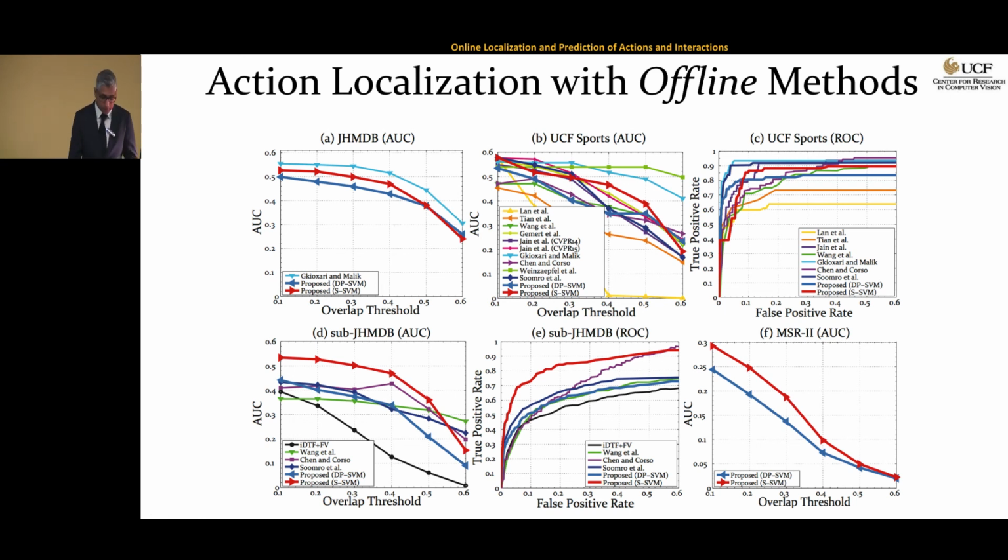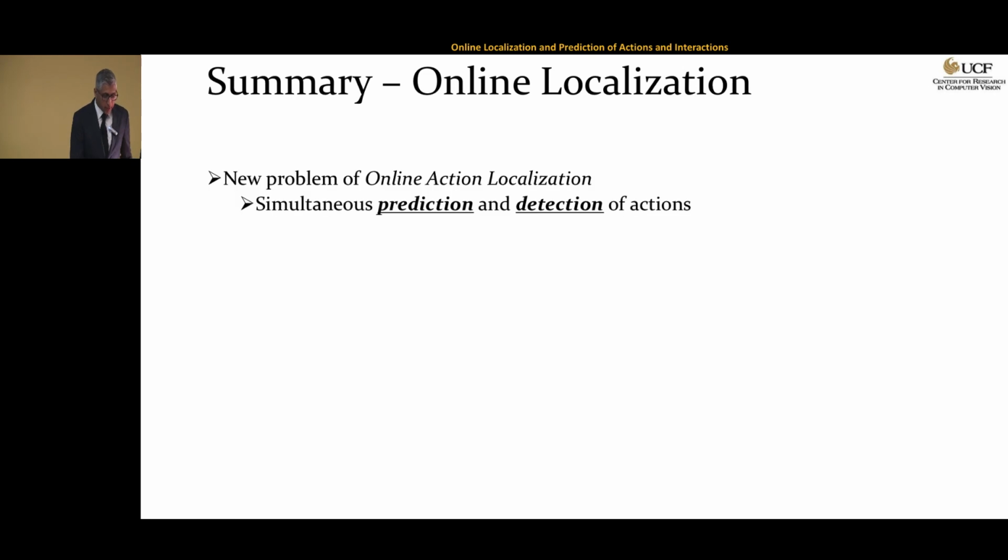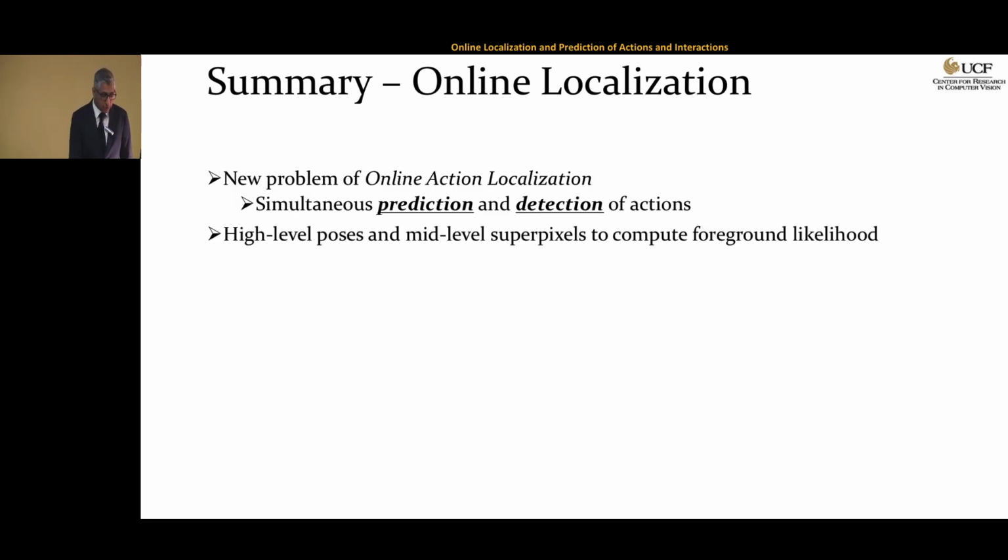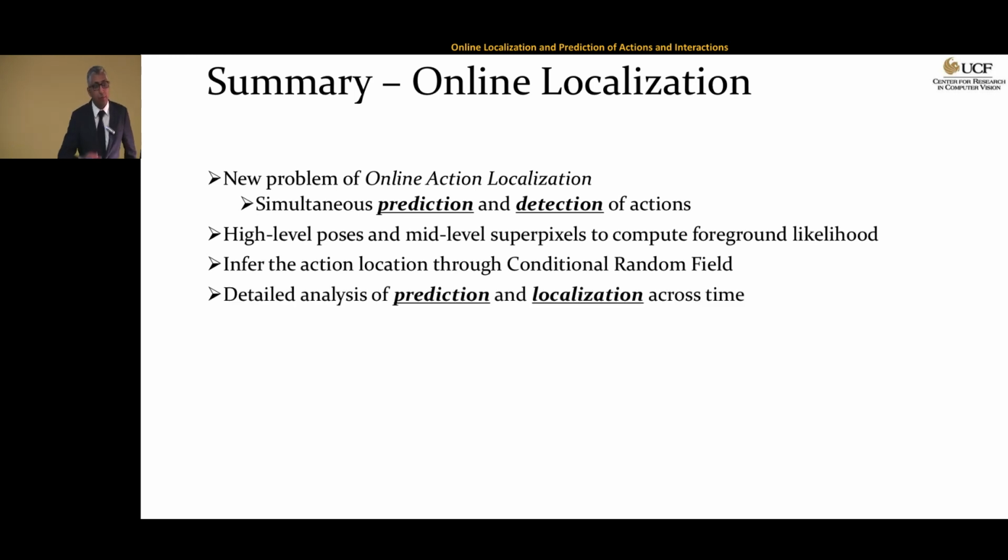So in summary, we propose a new problem which simultaneously predicts and detects these actions in a streaming video. We use high-level poses and mid-level superpixels to compute the foreground likelihood. And then we used CRF to infer the actions, and we performed a detailed analysis of the online localization versus time. Now, there are a number of limitations for this kind of approach.